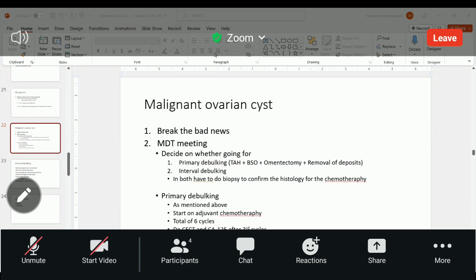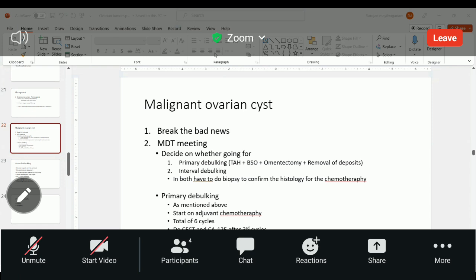With the investigation of MRI, the radiological findings, they know the extent of the tumor. With that, they will decide whether we have to go for primary debulking or interval debulking. There are two things they can do, primary or interval debulking. They have to decide at the MDT meeting.